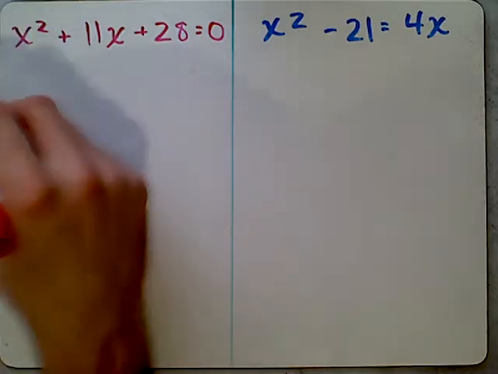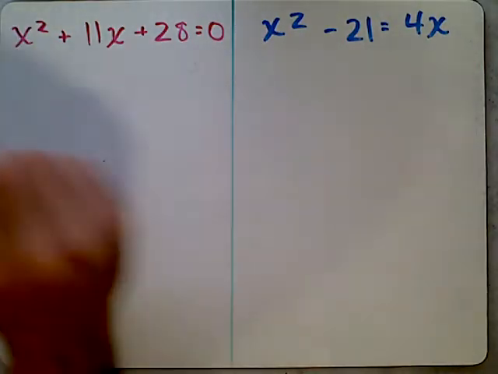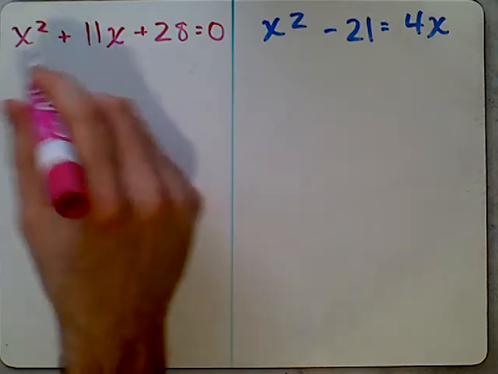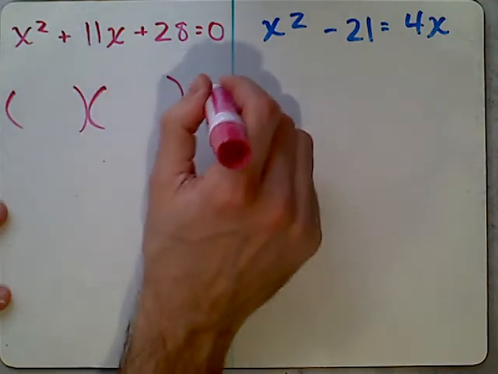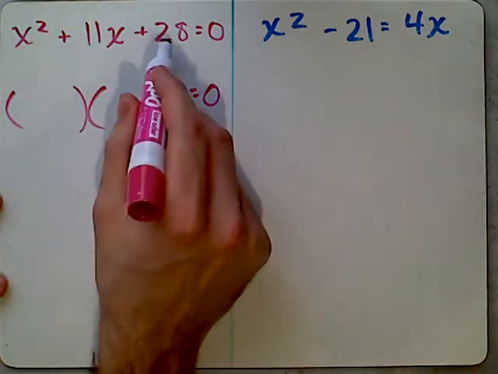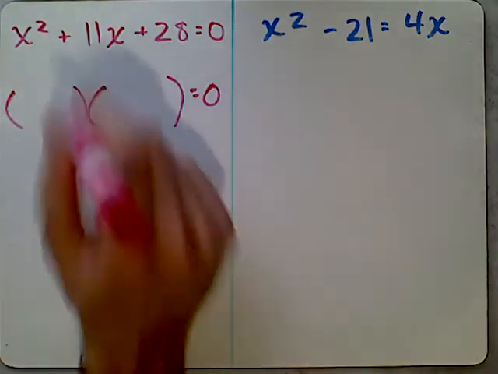The first equation here has the zero by itself. The blue one does not. I'll get to that in a moment. So we want to start with this one by factoring the left side. So we start by looking for factors of 28, positive 28, that add up to 11.